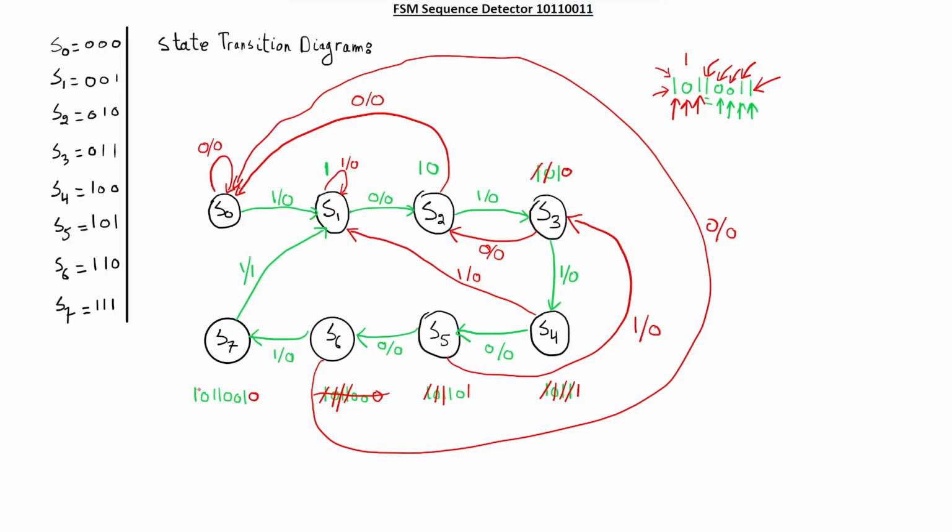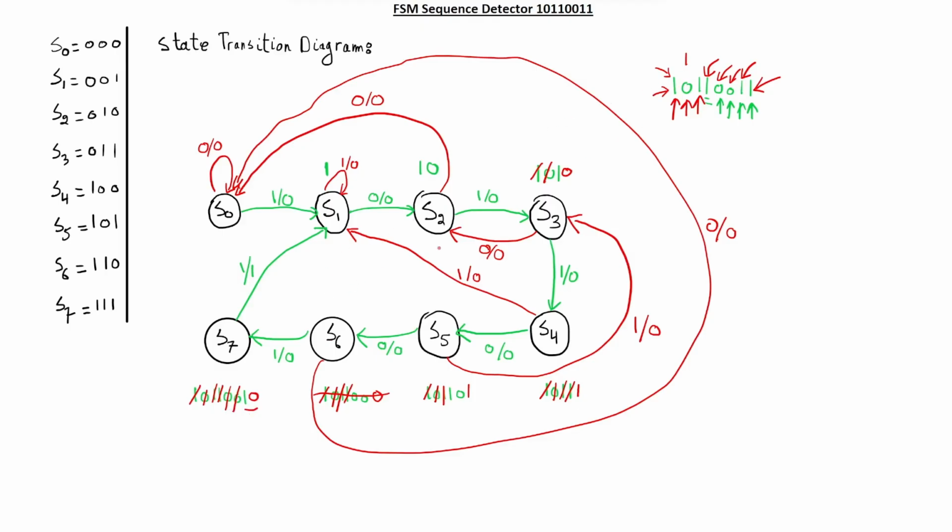Same idea, start discarding from the left. We cannot make the sequence right because we start with 0. Discard another bit, we cannot make it right. Another bit, we cannot make it right. Another bit, we cannot make it right. Another bit, and we are left with 1, 0. Yes, our sequence starts with 1, 0.